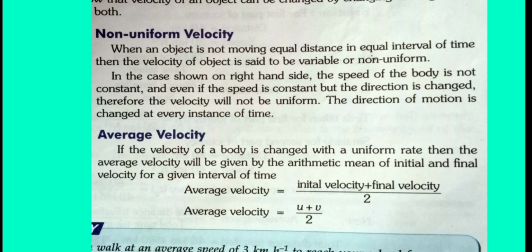Average velocity is equal to initial velocity plus final velocity by 2. So we are taking the arithmetic mean of initial and final velocity. Initial velocity is represented by the small letter u, and final velocity is represented by the small letter v. So average velocity is (u + v) / 2. And the unit of velocity is the same as speed. It is meter per second.